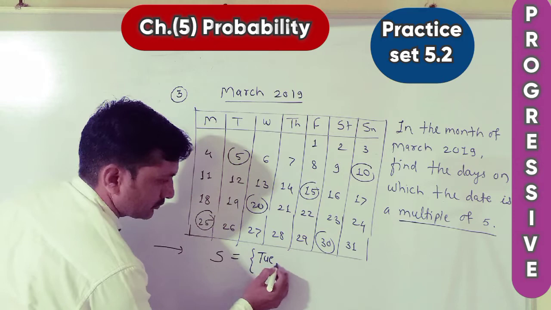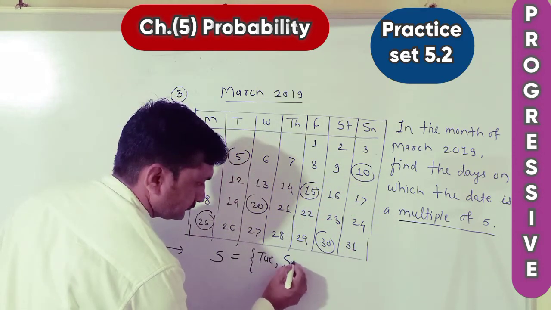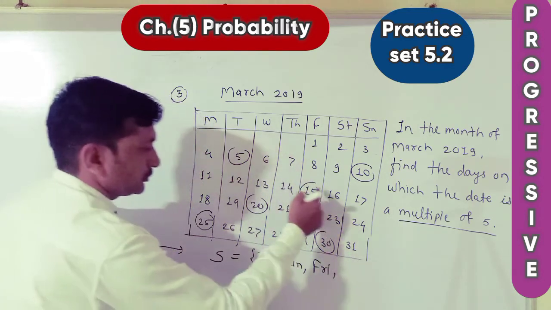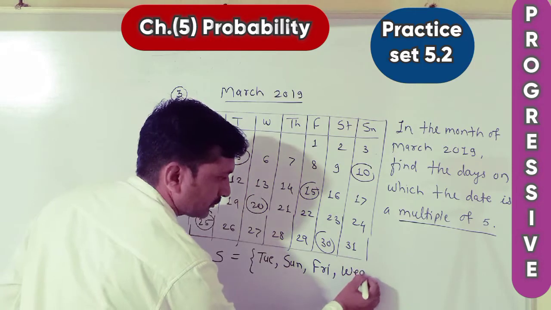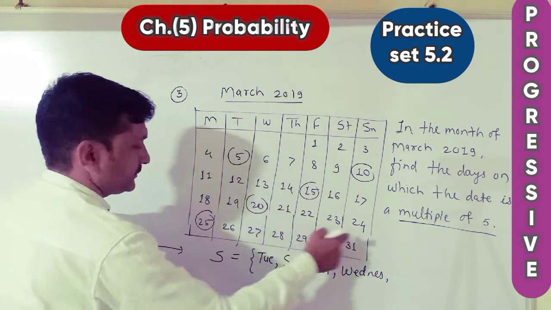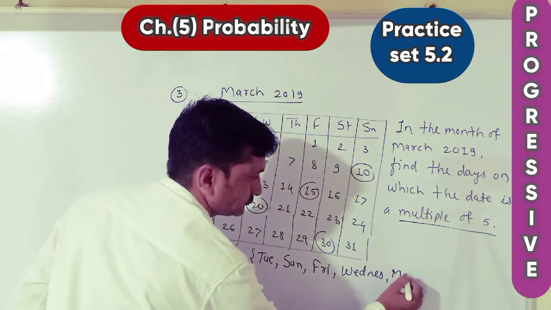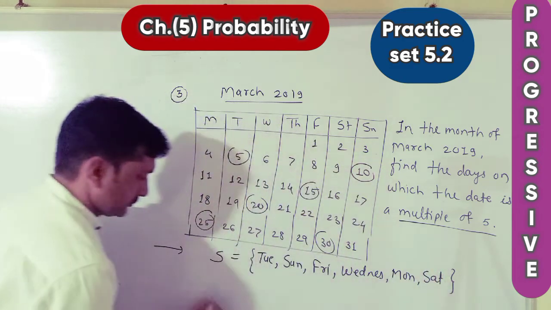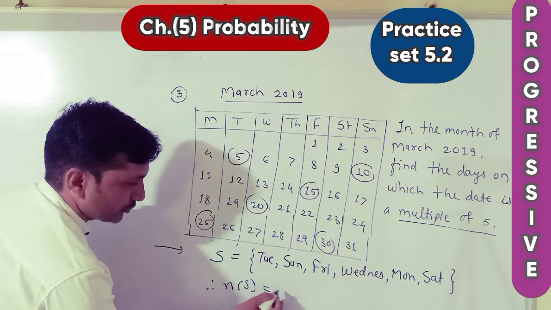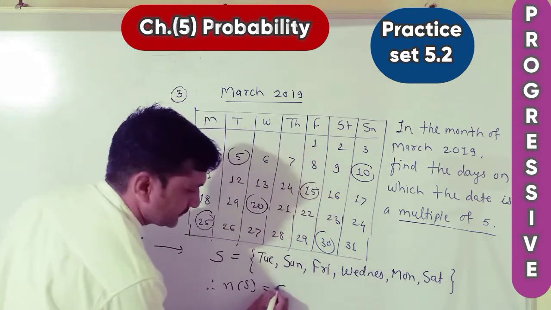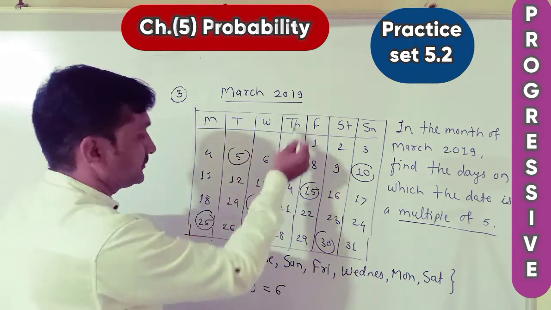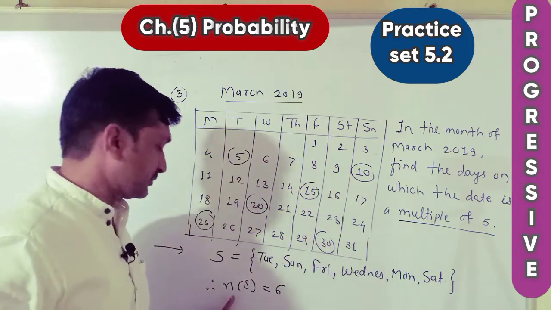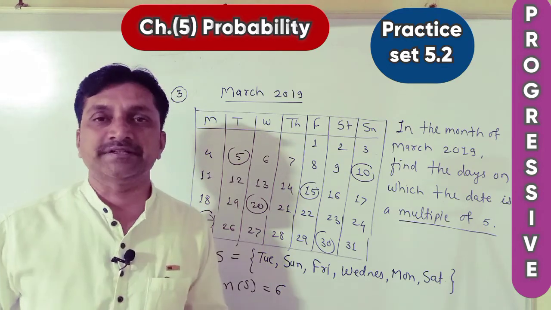Now one by one, first start from here: Tuesday, then Sunday, then Friday, after that Wednesday, after that Monday, and at last Saturday, bracket close. Therefore NS, number of sample points, is 6. One day is left, this is Thursday. On Thursday a multiple of 5 is not coming. Therefore NS is equal to 6.